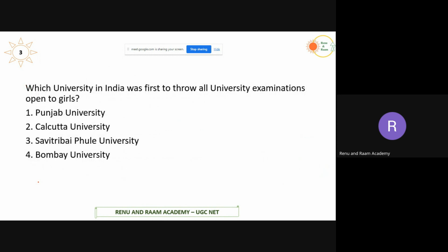Coming to the third one: which university in India was first to throw all university examinations open to girls? Let's start with the basics first. The first university to admit girl students, in 1877, was Calcutta University. It was the first university which admitted girl students, and similarly, it was the first university to open the university examination to girls also. So the answer will be the second one here.